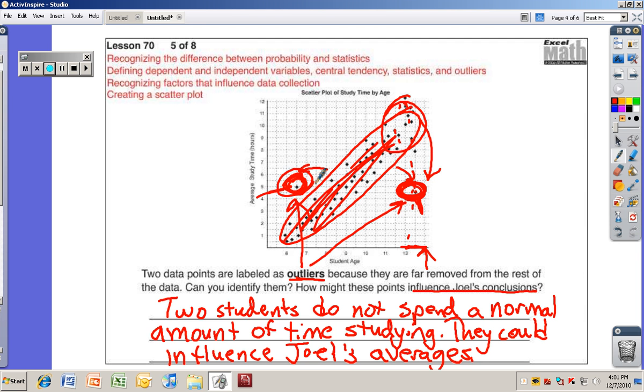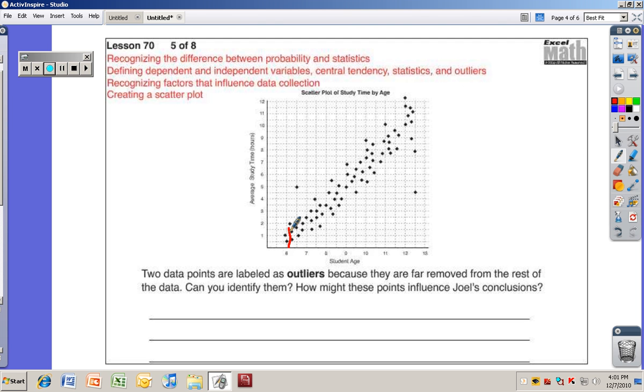This kid right here is really going to change the average for 6-year-olds, because these numbers in this, let me clear this off, it's getting kind of hard to see. The numbers in here are the 6-year-old kids. And look at this one 6-year-old studies for 5 hours, the rest of them are studying for hardly any time down here. So this one kid is going to bring the average way up. It might be a good idea if he just got rid of these two kids and didn't even consider them when he was figuring out averages.